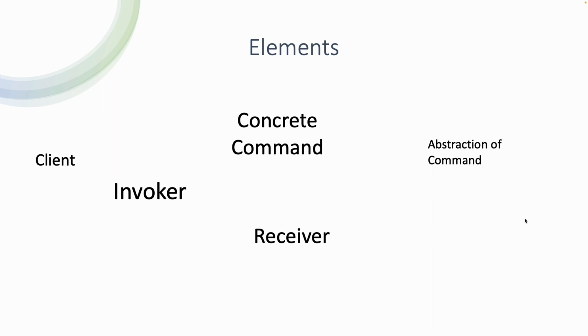What's a concrete command? Well, as its name says, it's concrete. A concrete command basically is a class, usually, which implements an abstraction of a command. For example, the command abstraction could be an interface, and this interface should be implemented in the concrete command. This concrete command receives a request from the invoker, and this request usually has a series of parameters, and with these parameters it executes an operation in the execute method.